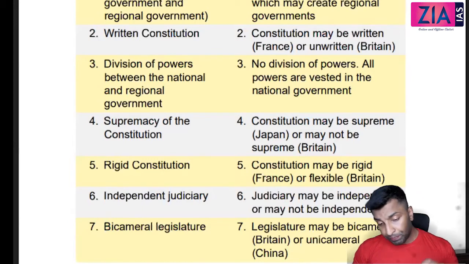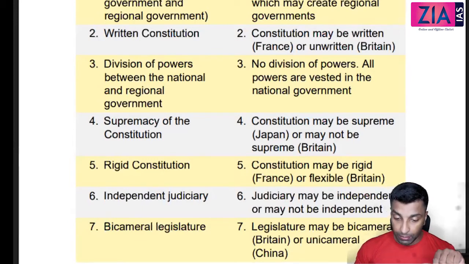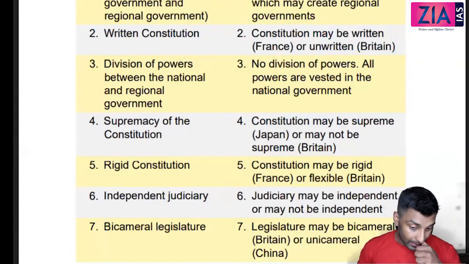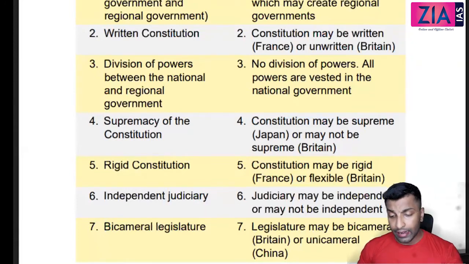Bicameral legislature, like Rajya Sabha and Lok Sabha. Why? Rajya Sabha mainly represents the states. So anything which is going to affect the interest of the states, the Rajya Sabha can defend. So that is also very important for a federal setup. On the other hand, a unitary setup can be unicameral or bicameral. So these are the main elements.